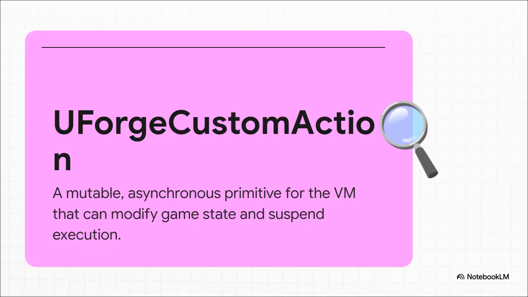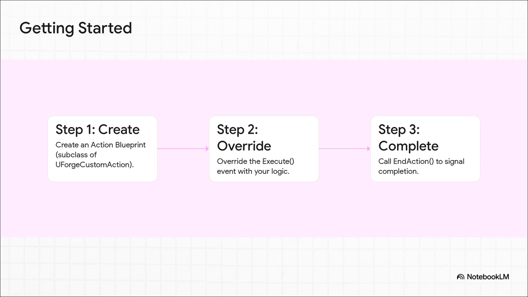Okay, so what is it exactly? It's a special Blueprint node that can modify the game, and this is key, wait. Getting started is actually pretty simple. Create an action Blueprint, override Execute, and then call End Action when you're done.